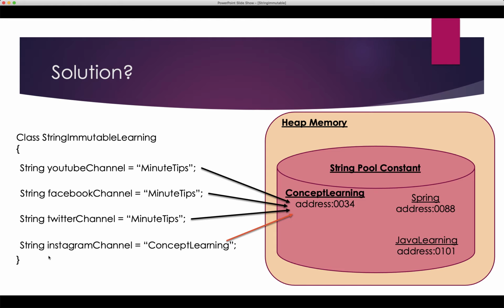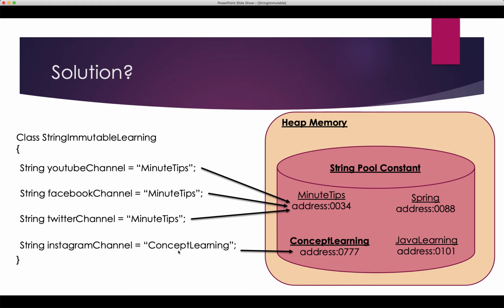Okay, so what Java says as the solution is, rather than changing the string on the address 0034, if I wanted to change my fourth variable string, Java says I will not change it on the location 0034. So this was the previous value on location 0034. Java says I will create a new string, concept learning, in the string constant pool at the address 0777, and I will point my fourth variable to that location. Okay, so this is the concept, guys.